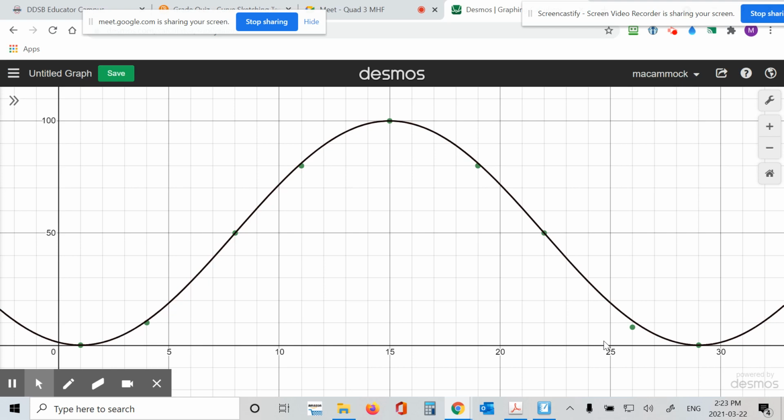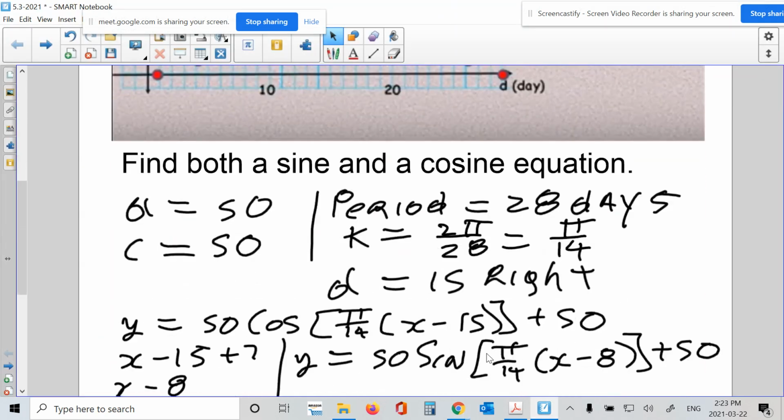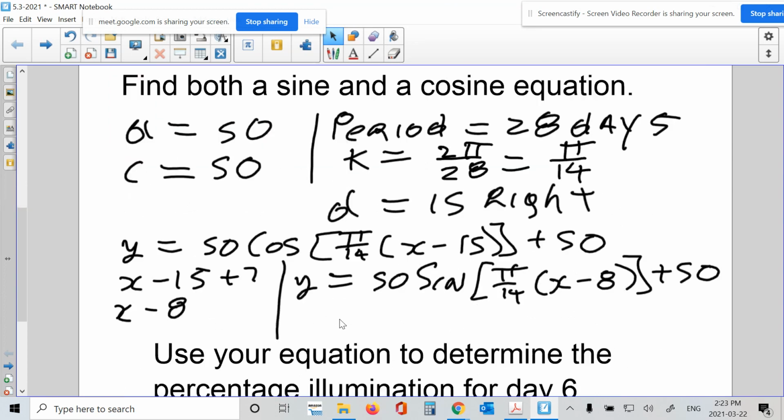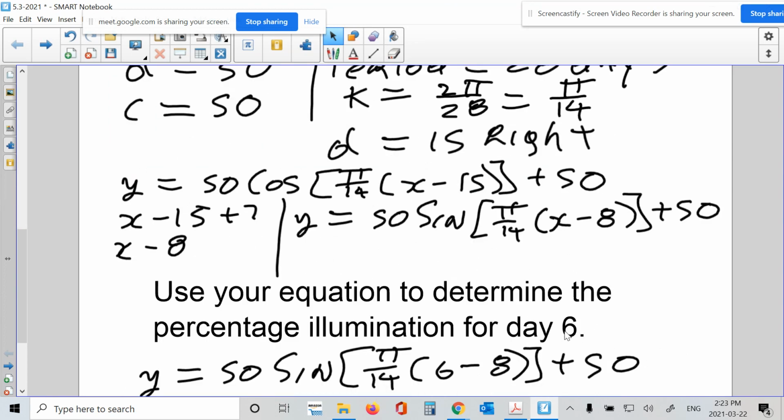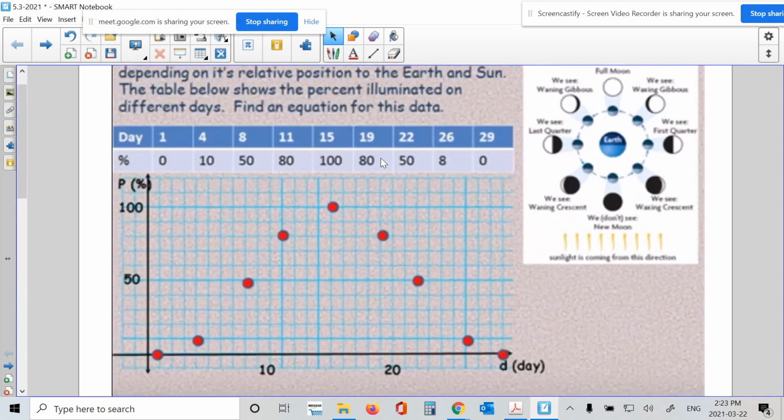Now, the other thing we should be able to do, that wasn't asked in this question, is to say, on what day is illumination approximately 80%? Let me go back to the actual smartboard question. The question we asked is, where is the question? Usually the illumination is on day 6. What if I ask it a different way? What if I said, which day will it be 80%? Well, there's no 80% in the table. Oh, that's not true. 80% is in the table.